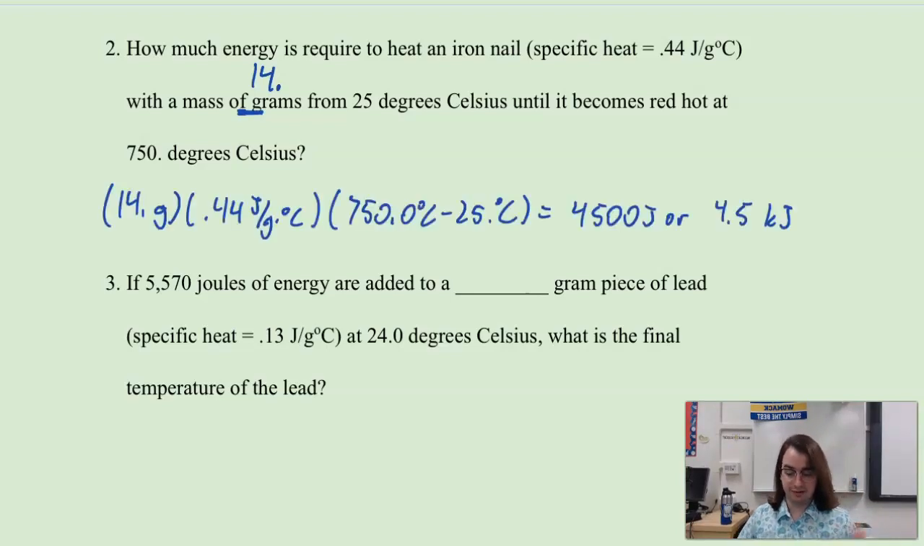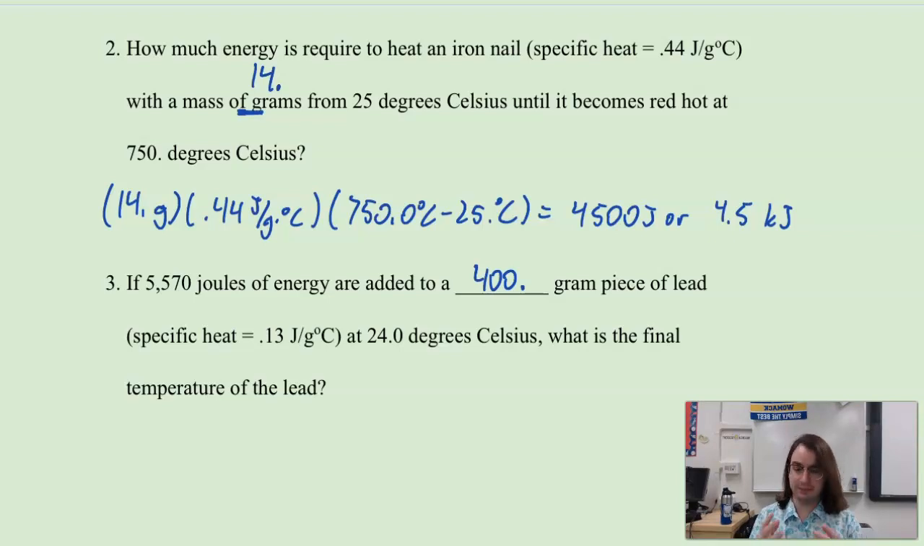Okay, so if you plug everything in that's given, you should get something like this. You get an answer that's about 4,500 joules, or if we round that up to kilojoules, that should be 4.5 kilojoules. Now, what if we're trying to solve for something else? Let's say that we have 5,570 joules of energy added to 400 grams of lead, which has a specific heat of 0.13, at 24 degrees Celsius. This time we're looking for TF.